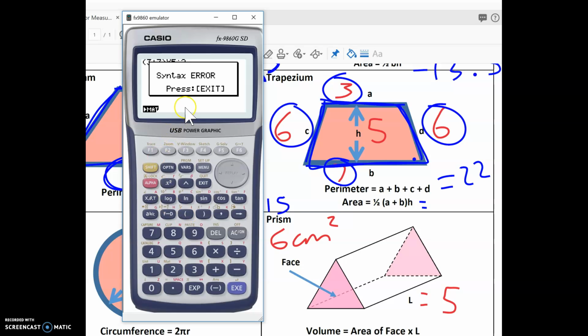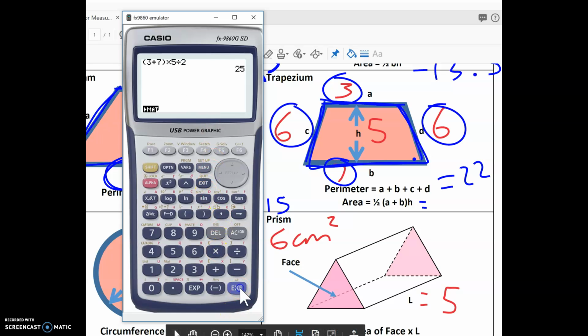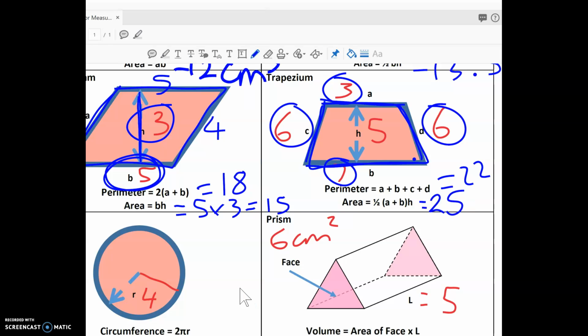Oh, what happened there? I used the keyboard thing instead of the times thing. Right, so we've got 25. So that's our area is 25. It would be units squared that you would actually have to put.